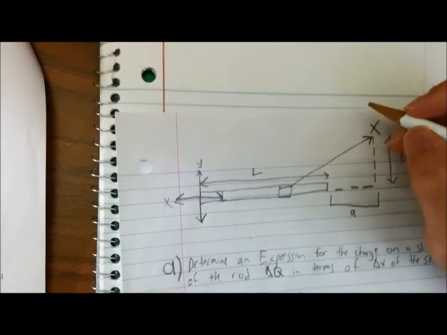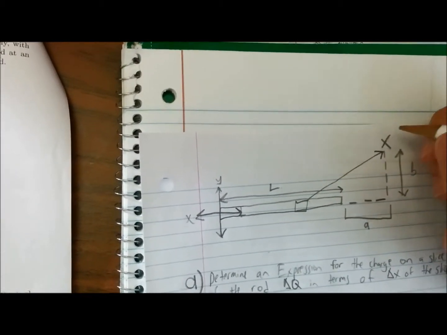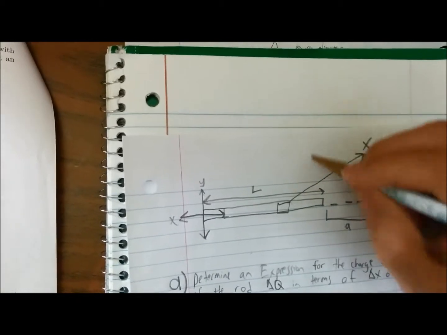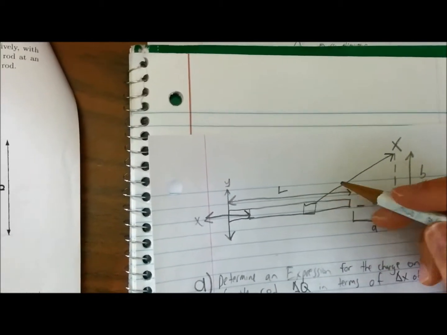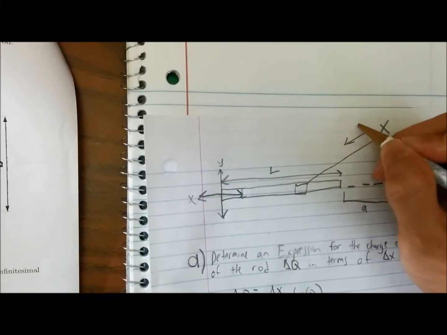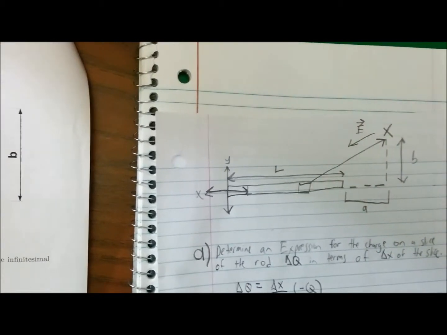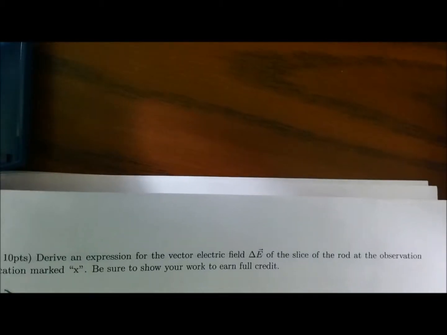And then the question also asks for the direction of the electric field. In this case, since there's a negative Q charge on the rod, the electric field will go in this direction due to this point. So that's the E vector. And that's it for part B.